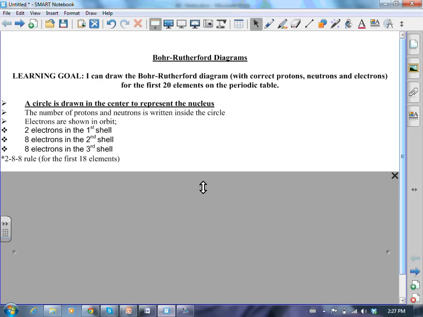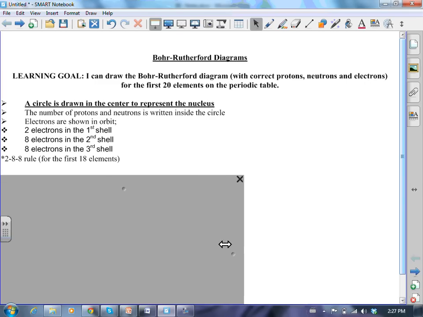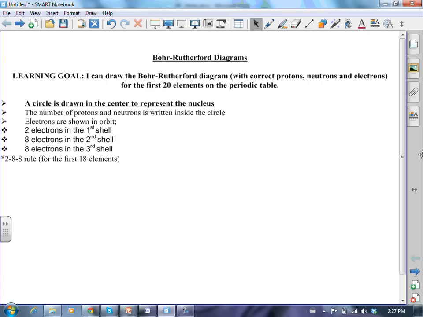So let's do one together. We're going to look at chlorine. I'll just take this off. We'll just draw it in. So you already have the Bohr-Rutherford diagram of chlorine in your notes. So I'd like you to just follow along and watch how I got that diagram.